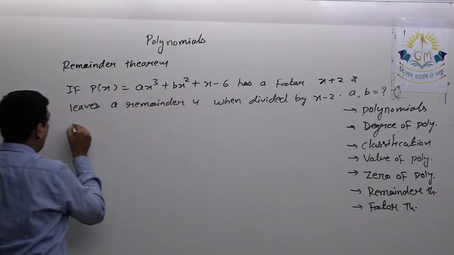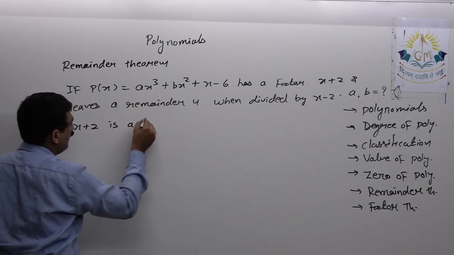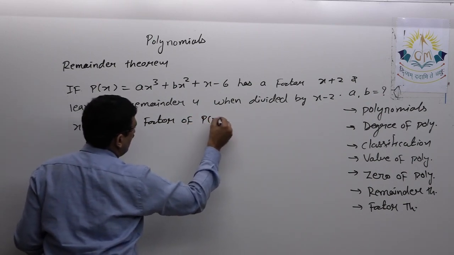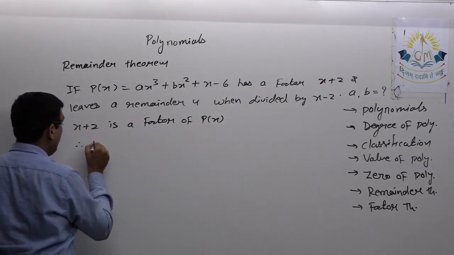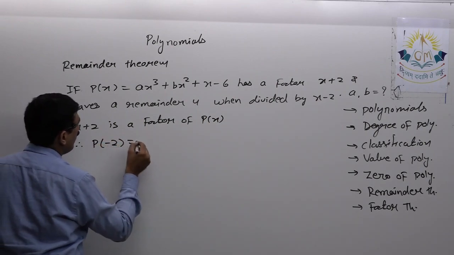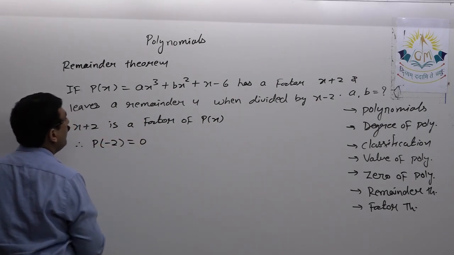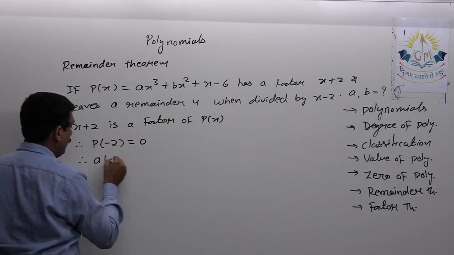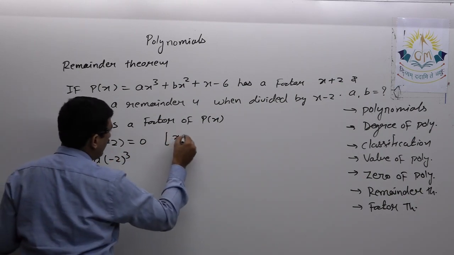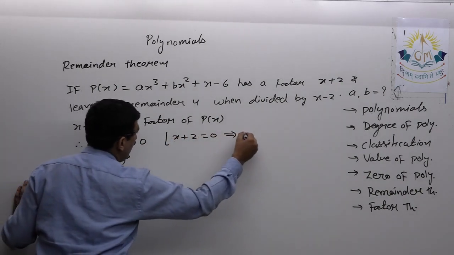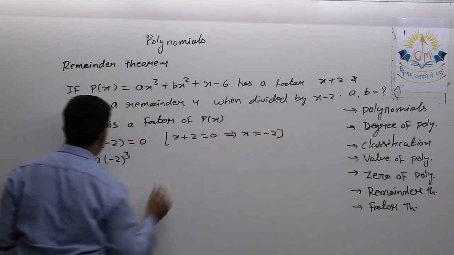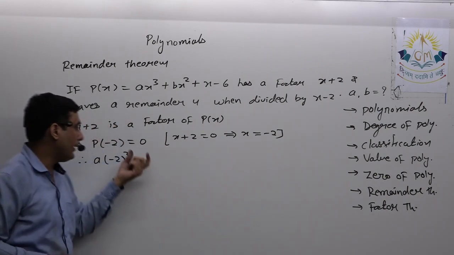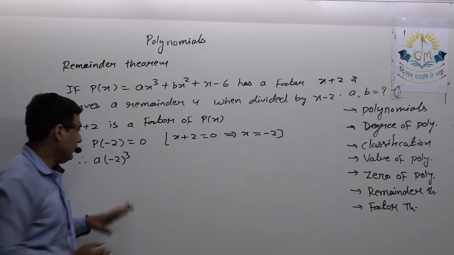P(x) has x plus 2 as a factor. Therefore, p of minus 2 is equal to 0. Okay, now let us solve this. P of minus 2 equal to 0. So it is a minus 2 cube. Here you can write x plus 2 is equal to 0. From here I got x equal to minus 2. Okay, how I got p of minus 2? By solving this, I got x equal to minus 2. So at that value, polynomial will be 0.